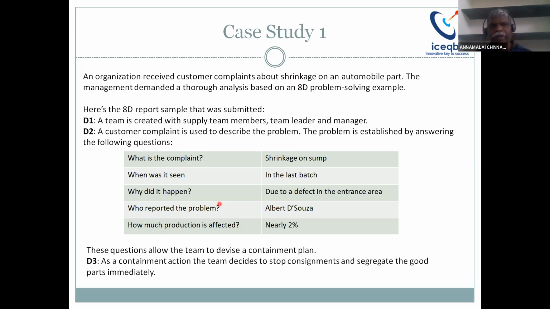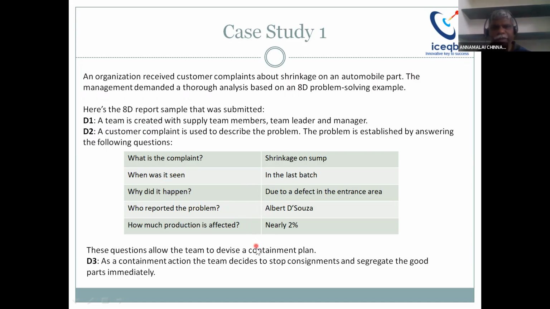So first, D1: a team was created with the purchase team, the team leader and the manager. Then we define the problem. What is the problem? Complaint, shrinkage on the part. When was it seen? It was observed in the last batch. Why did it happen? Due to a defect in the in-gate area. Who reported? How much of the production is affected? So what is the extent of the problem? You have to really define the particular problem. That is the second step.